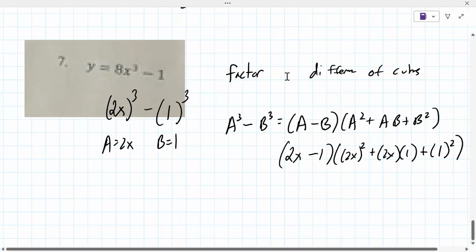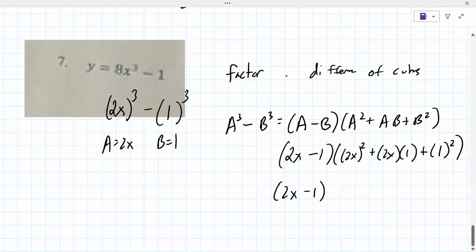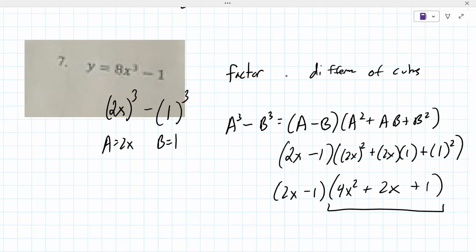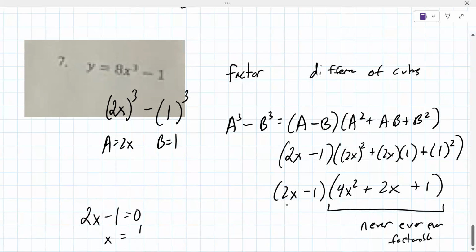And then you simplify as needed. So what I mean by that is, what you can simplify, you can, like 4x squared, 2x plus 1. This part on the right is never, ever, ever factorable. So you're done with that. You will never do anything more with that. But this one on the left, you set equal to 0, and you again get 1/2.